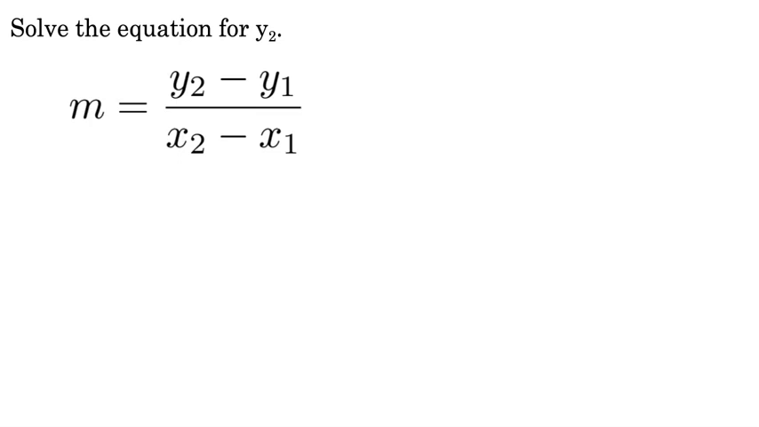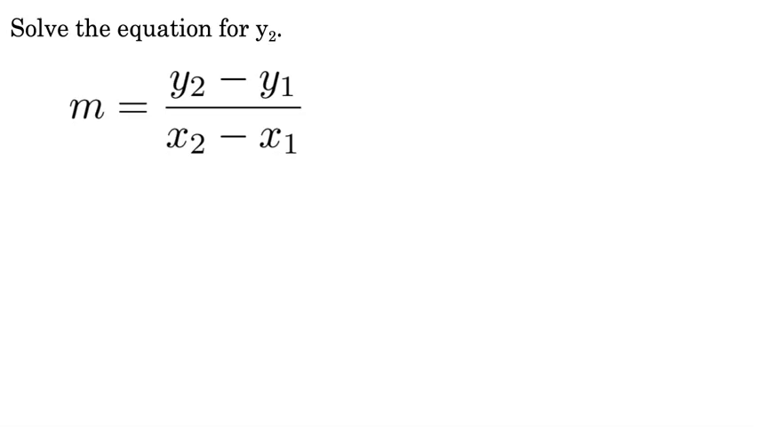Solve the equation for y sub 2. This example now has subscripts on some of the variables, which makes them different variables, right? So y sub 2 and y sub 1 are different variables. And this is the slope formula that we use to find the slope between 2 points.